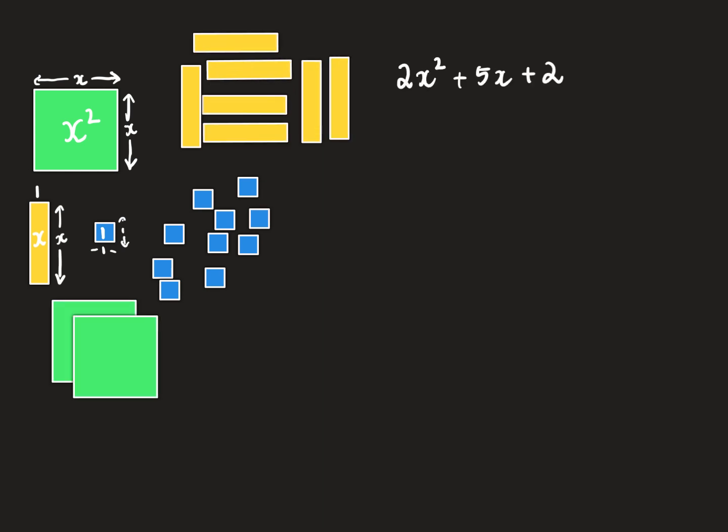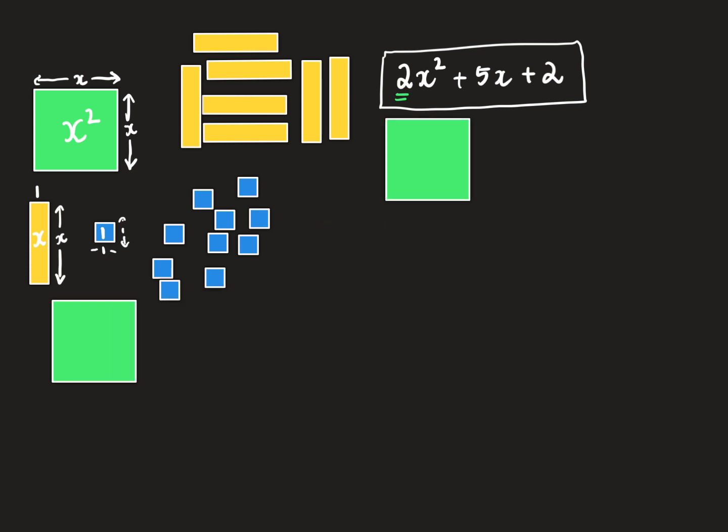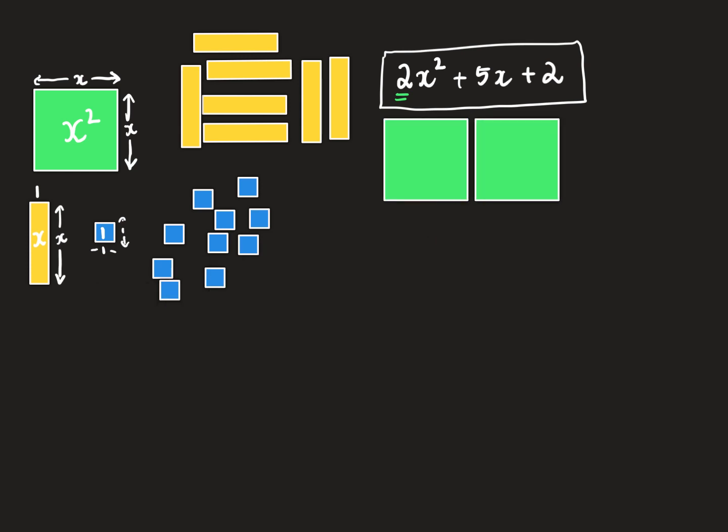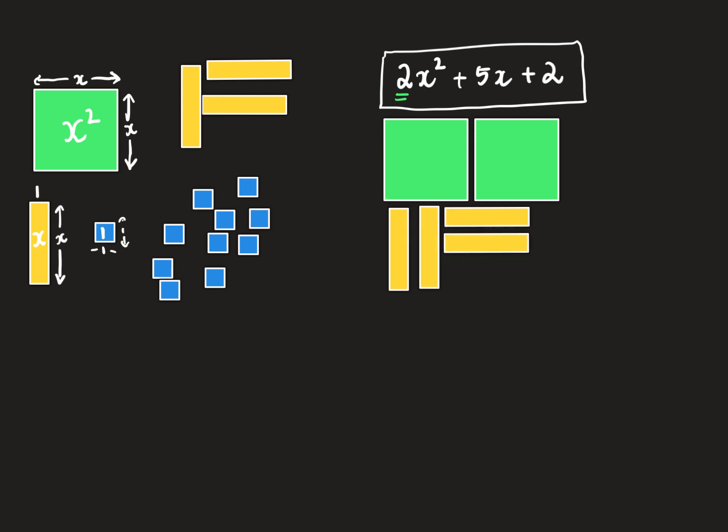Okay, here is another expression here. 2x squared plus 5x plus 2. What do you notice about this one? We've got 2x squared this time. Let's see how we'd go about factorising this expression. First, what do we need? We need 2x squared. That means we need 2 of the green ones. We need 5x, 5 of these rectangles. And we need just 2 little blue ones this time.